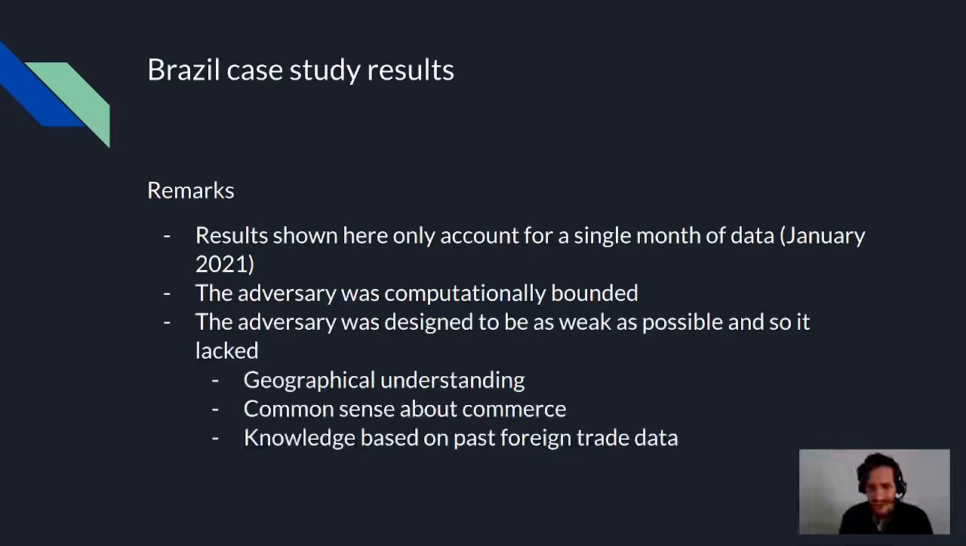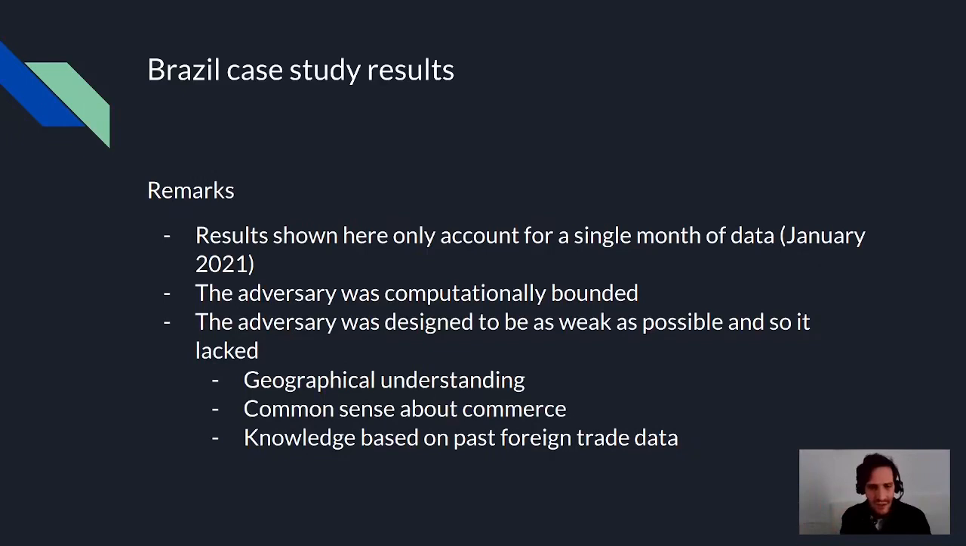We also didn't use common sense about commerce. So, for instance, if an import of 2,000 tons of iron ore was going to a city that just had two businesses there, a hospital and a steel mill, the adversary wouldn't know which one, but for a real case scenario, it's obvious that a steel mill is probably the importer behind 2,000 tons of iron ore.